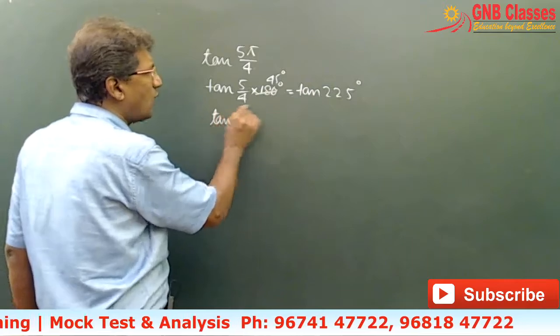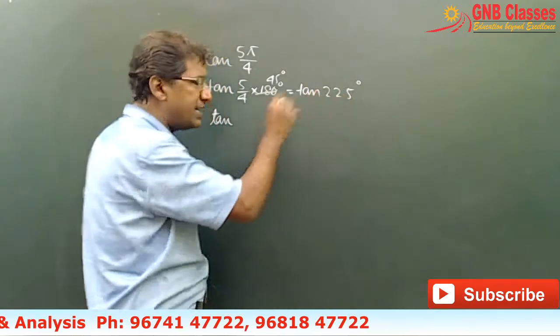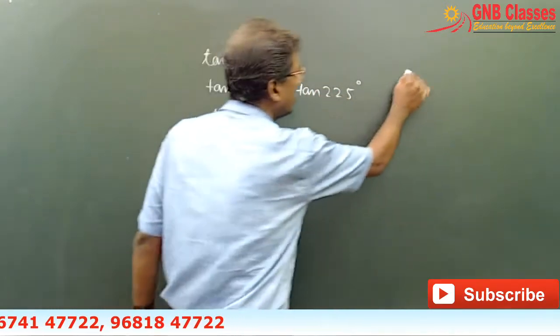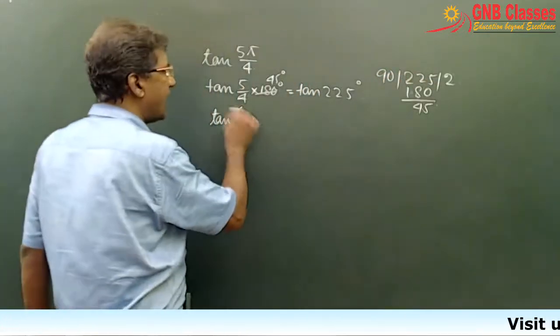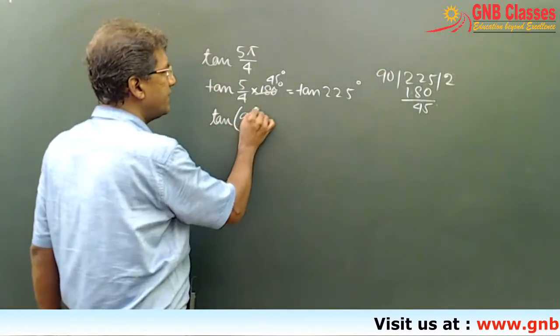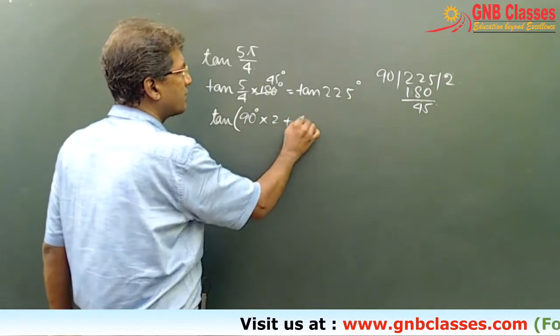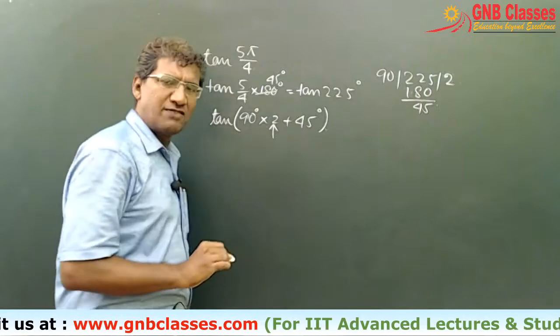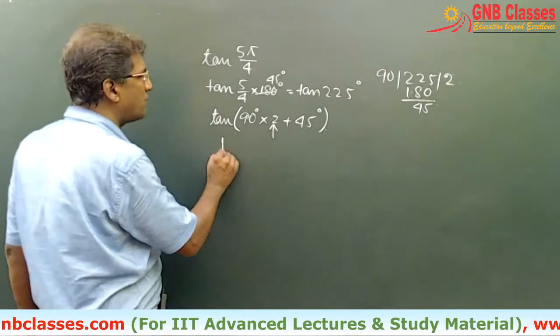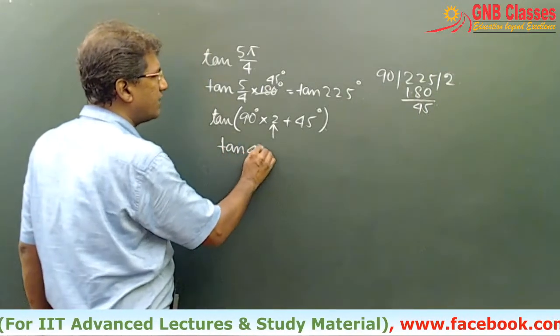First of all, I will divide 225 by 90. If I divide 225 by 90, what are you going to get? So tan of 90 degrees into 2 plus 45 degrees. Now since the multiple of 90 degrees is even, tan will remain tan. So it will be tan 45 degrees.